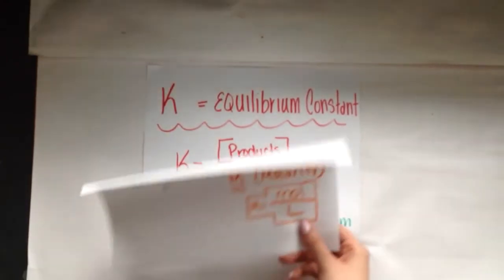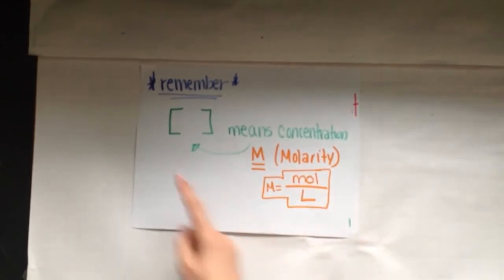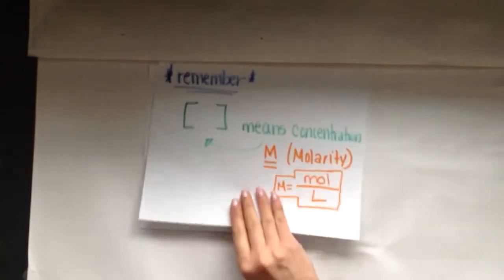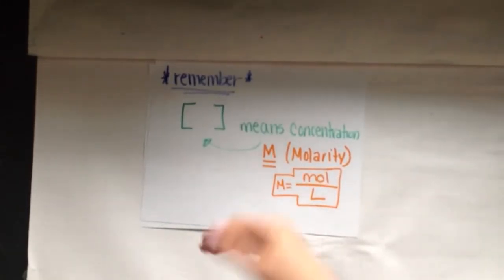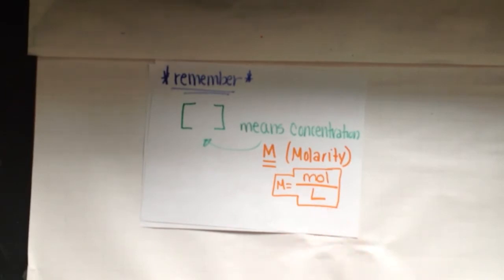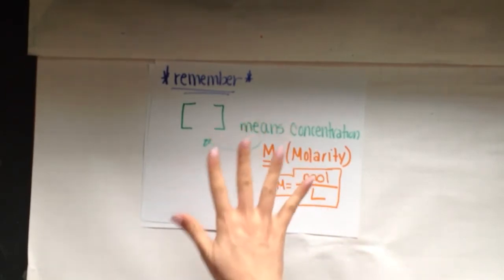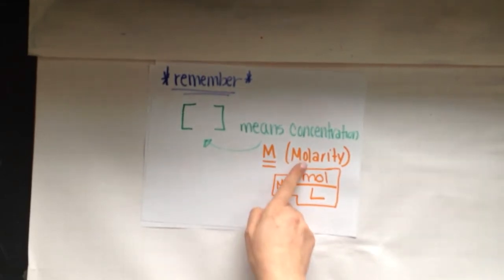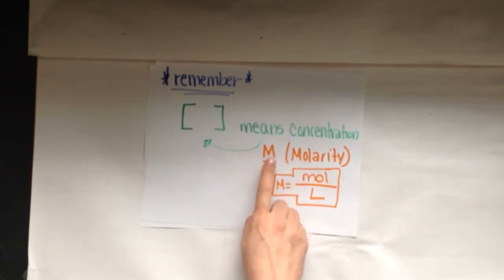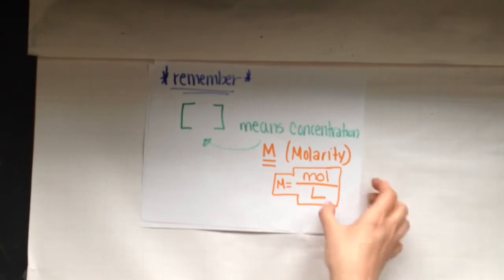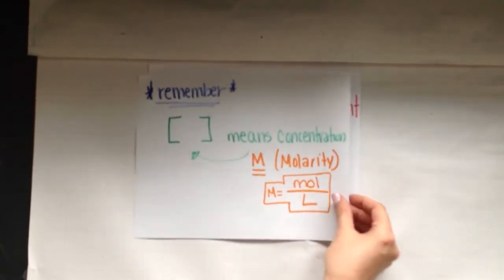Some other things to remember before we try a practice problem is what the bracket means. The bracket seen here and here means concentration. Another thing to remember is we have a way to measure concentration. In other words, to give a number to concentration. Not just saying a lot or a little, but actually saying a number value. And that's molarity, and we learned that also in our last chapter, represented by capital M. Here's a refresher. Molarity is your moles of solute over your liters of solution.